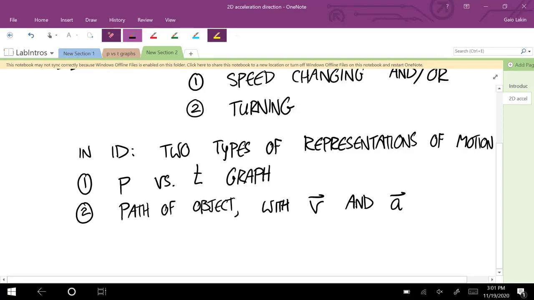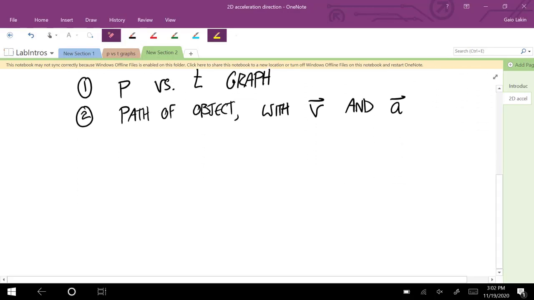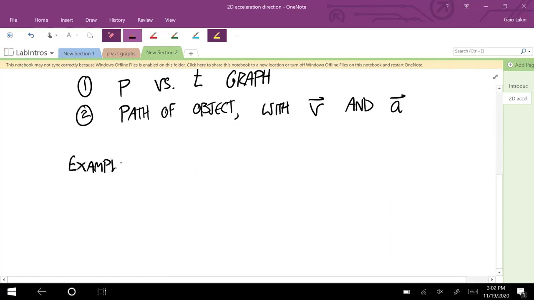So the first thing that you always have to do when you see a picture that represents a motion is you have to know, am I looking at a position versus time graph for one dimension or a path with a velocity and acceleration, which can be in one or two dimensions? Okay, so let me do an example that's similar to the first few problems that you'll have to do.